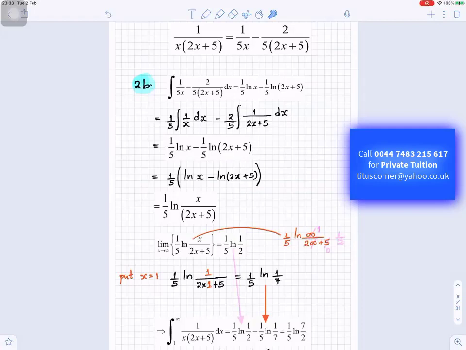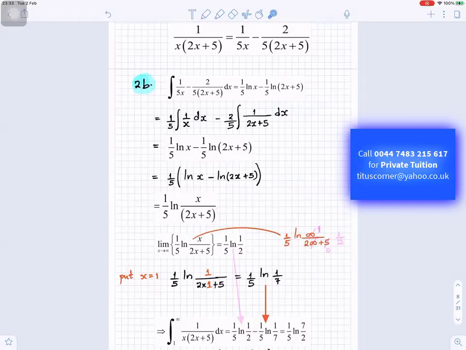Now you can factorize, take 1 over 5 out of the bracket. 1 over 5 there, 1 over 5 there, can come out of the bracket. So you end up with ln x minus ln 2x plus 5. When you subtract, you divide them. When you subtract the logs, you divide. So it's 1 over 5 ln x divided by 2x plus 5.